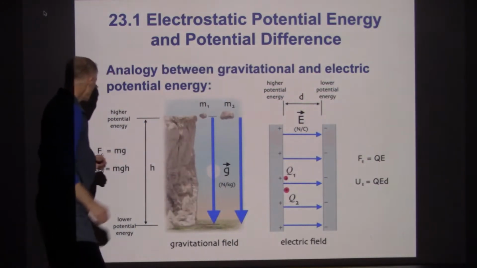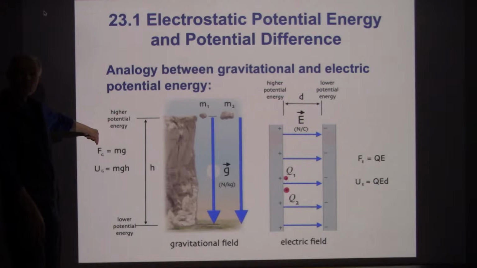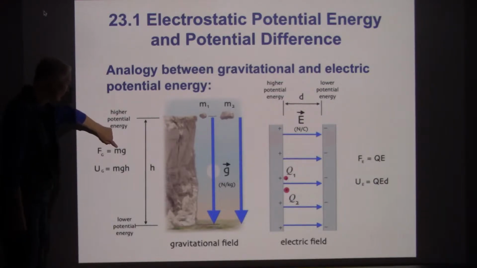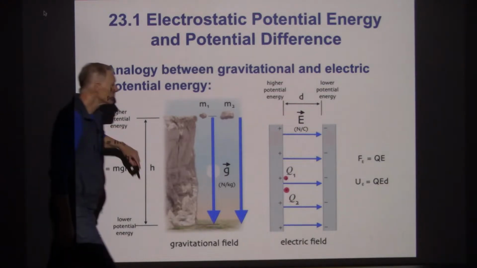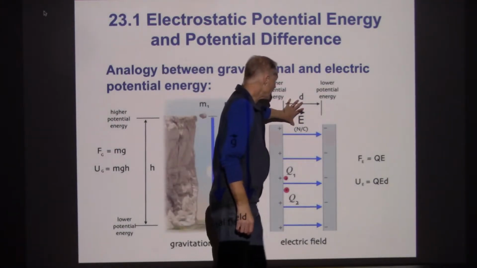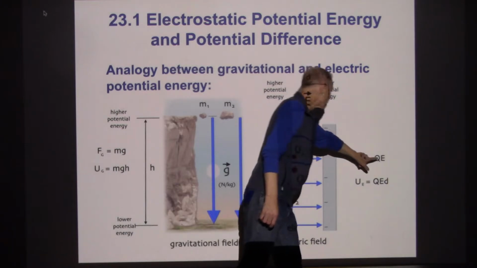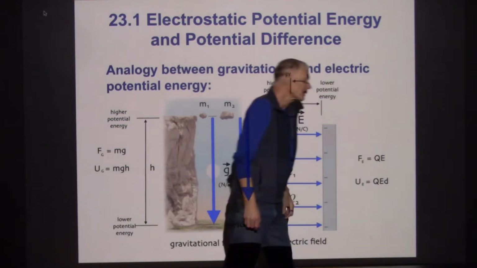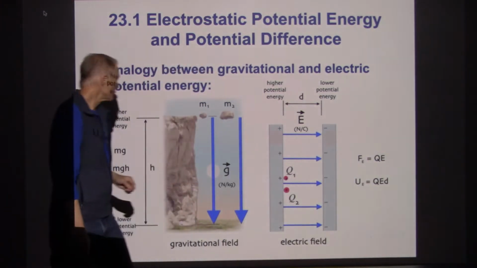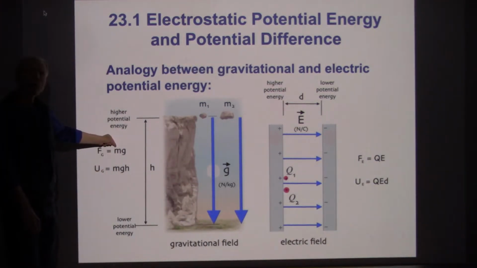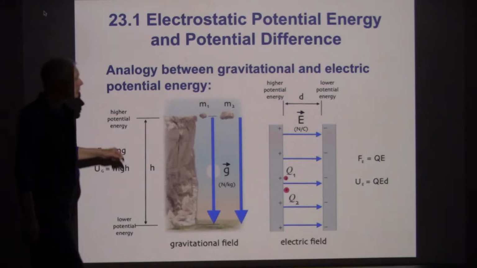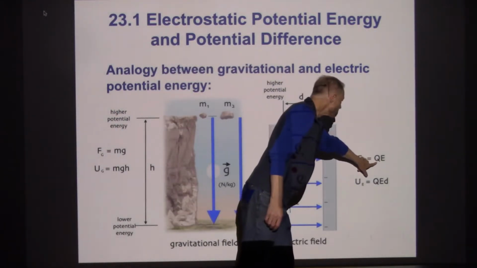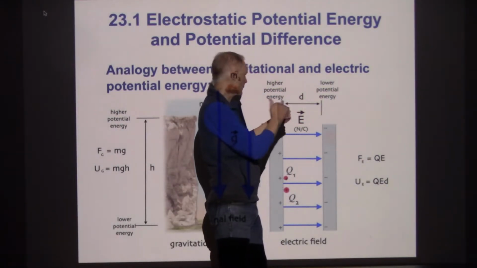Let's write down some analogous formulas. The same way that in a gravitational field, an object with mass m experiences a force of mg, in an electric field, a charge of q experiences a force q times E. Now the difference here, which is important, the m's will always be positive. The q's could be positive or negative.